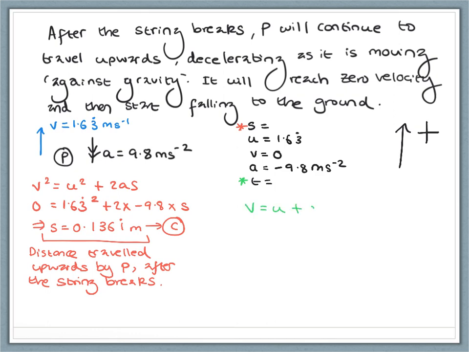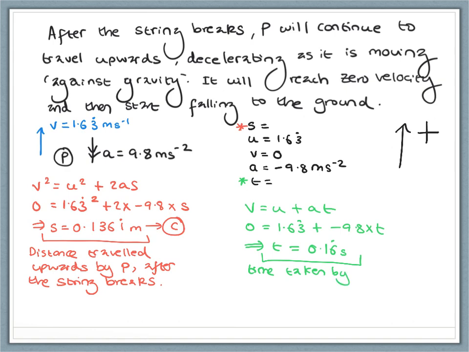Now, how long does it take to complete this portion of its journey? v equals u plus at. So 0 equals 1.63 recurring plus negative 9.8 multiplied by t. We can work out the value of t. And this is equal to 0.16 recurring seconds. So again, just to clarify, this is the time taken by P to travel upwards to 0 velocity, the highest point of its motion, after the string breaks.